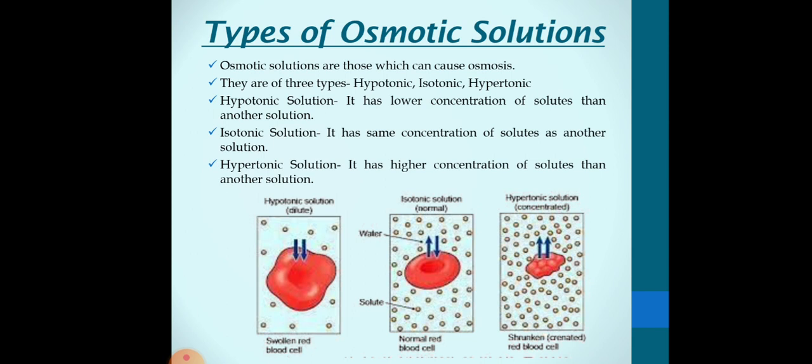I mean water will flow inside the red blood cells. In case of isotonic solution, the concentration of solute molecules in both the solutions is the same, so there will be no difference; osmosis will take place in both ways. Whereas in hypertonic solution, the concentration of solute is more. As a result, here osmosis will take place and the water will move out of the cell.